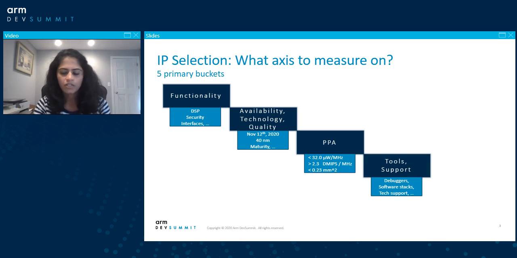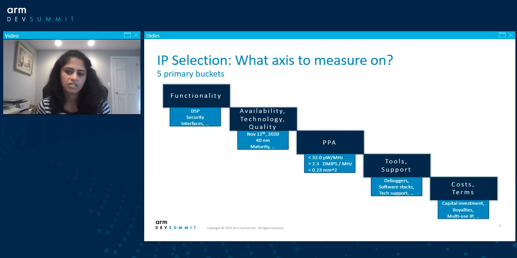The next 2 buckets range from some practical concerns like tools and support. Do they have the debuggers and the software stacks available in order to run their workloads on the IP, evaluate, and make the right decisions? And certain commercial and financial aspects. How much does the IP cost? What are the royalties? What are the terms of use for the IP?